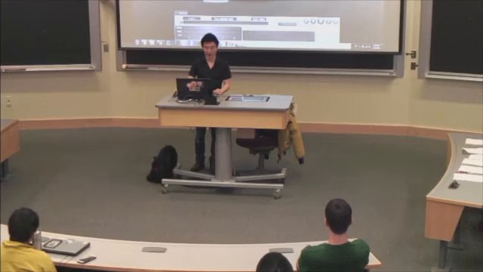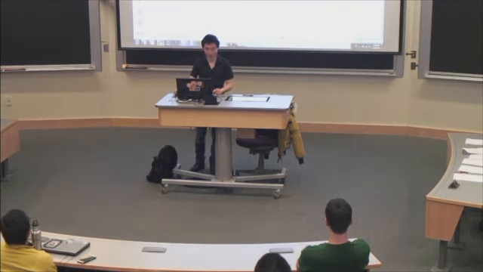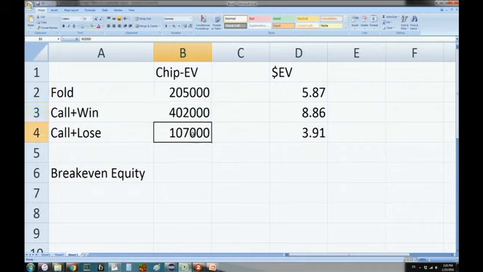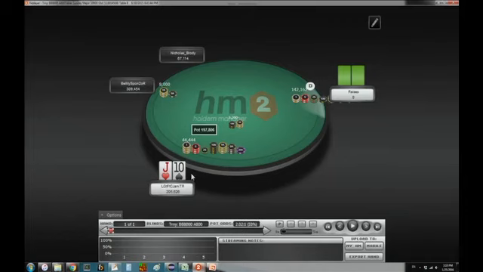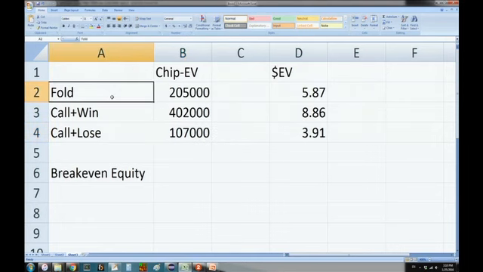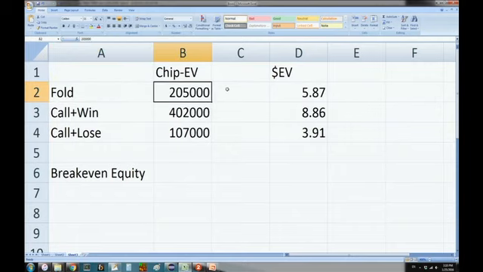Let's first do the chip EV calculation. You can trust that I copied the numbers correctly. So essentially there are 3 possibilities. If I fold, this is the amount of chips I'll have. Right now I'm only caring about chips. If I call and win, this is the amount of chips I'll have. And if I call and lose, this is the amount of chips I'll have.